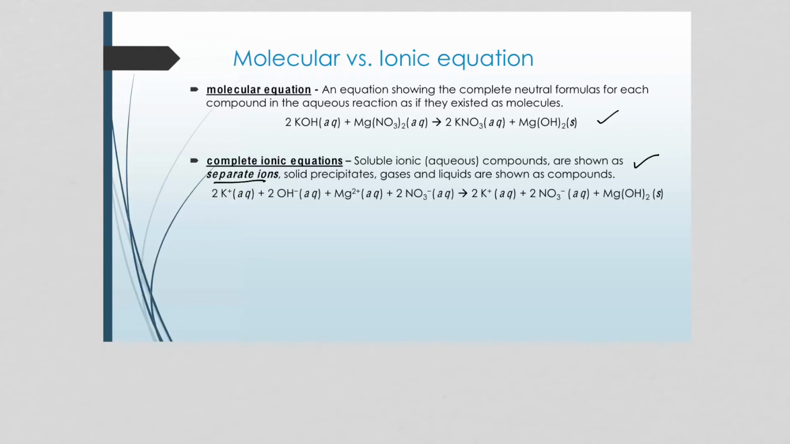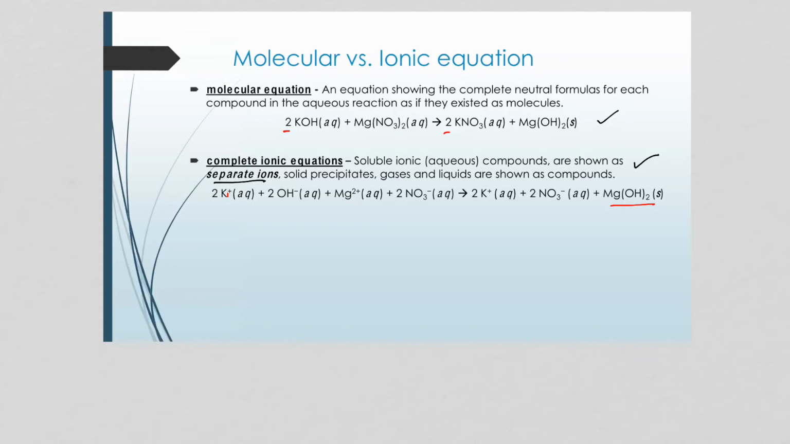So if we do that with this particular reaction, the potassium hydroxide gets separated into 2 potassium ions and 2 hydroxide ions, because of the coefficient here. The 1 magnesium nitrate gets separated into a magnesium 2+ ion and 2 nitrate -1 ions. The potassium nitrate gets separated into 2 potassium ions and 2 nitrate ions because of the coefficient. And the magnesium hydroxide solid stays as the magnesium hydroxide solid.